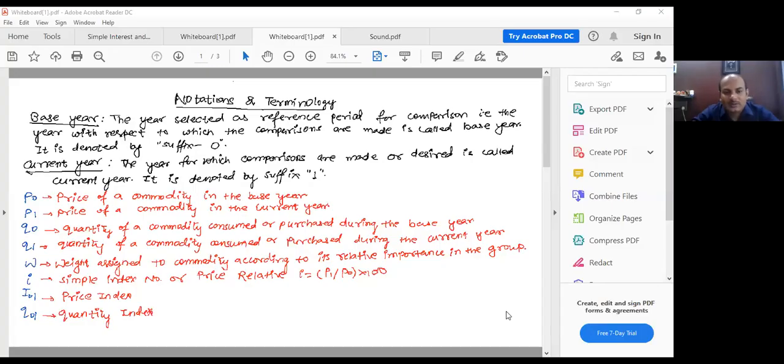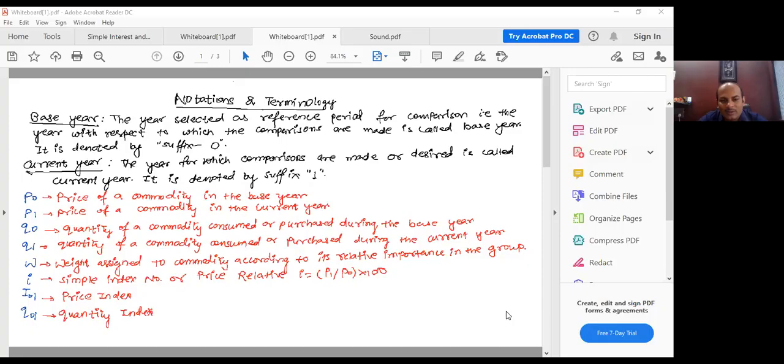Now current year, the year for which the comparisons are made or it is desired to be made, is called the current year. And it is denoted by suffix 1. So 0 is for base year and for current year it is 1.